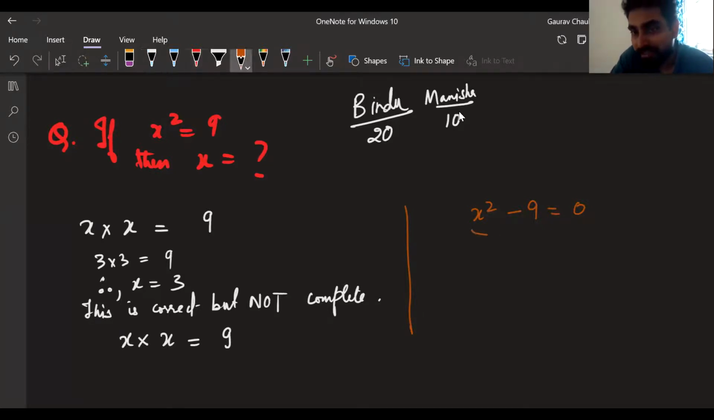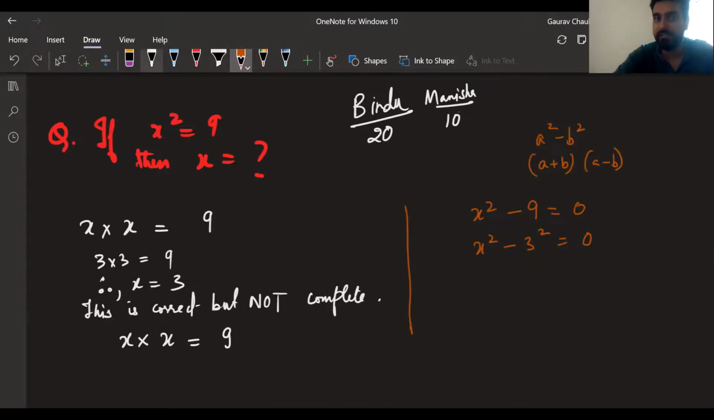Okay. So this is of which form? This is of the form x square minus 3 square is equal to 0. That's a square minus b square. That's a plus b into a minus b. Okay, a square minus b square is a plus b into a minus b.